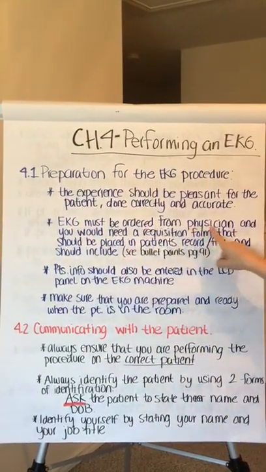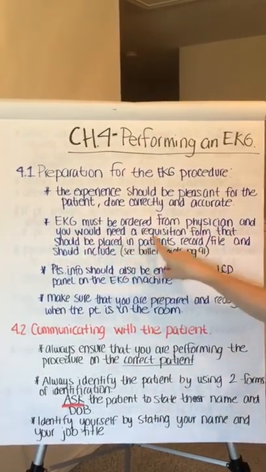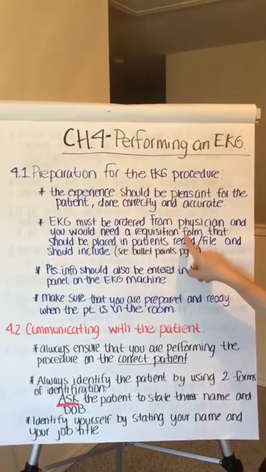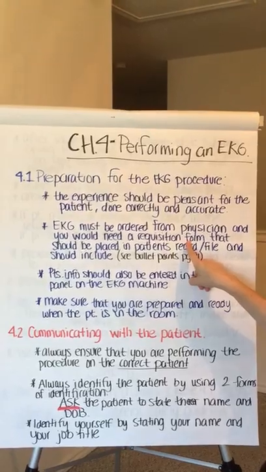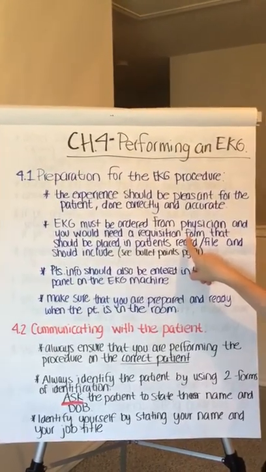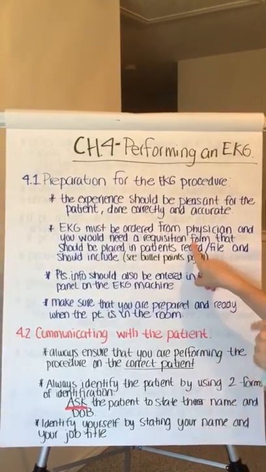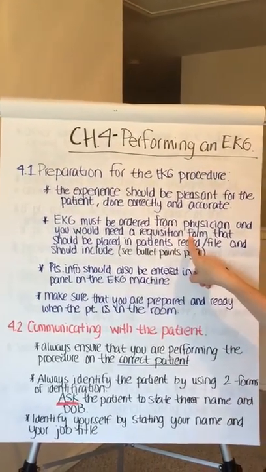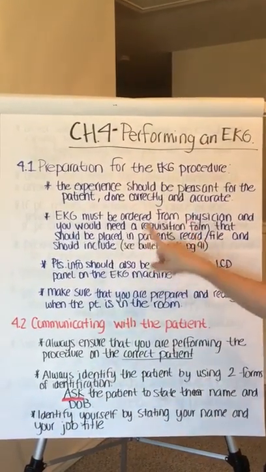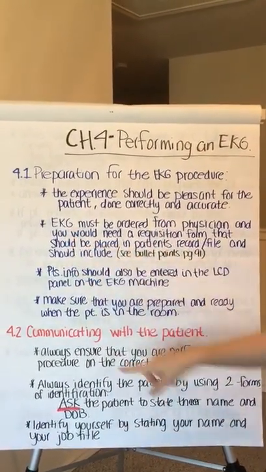An EKG must be ordered by a physician, and you would need a requisition form. What is a requisition form? A requisition form is an order that the doctor gives you that tells you we need an EKG. Just like, for example, when you go get labs and the doctor says, we need to get some tests done, here you go, take this with you to get it done in a lab. Well, that's a requisition form, and we need one for an EKG.